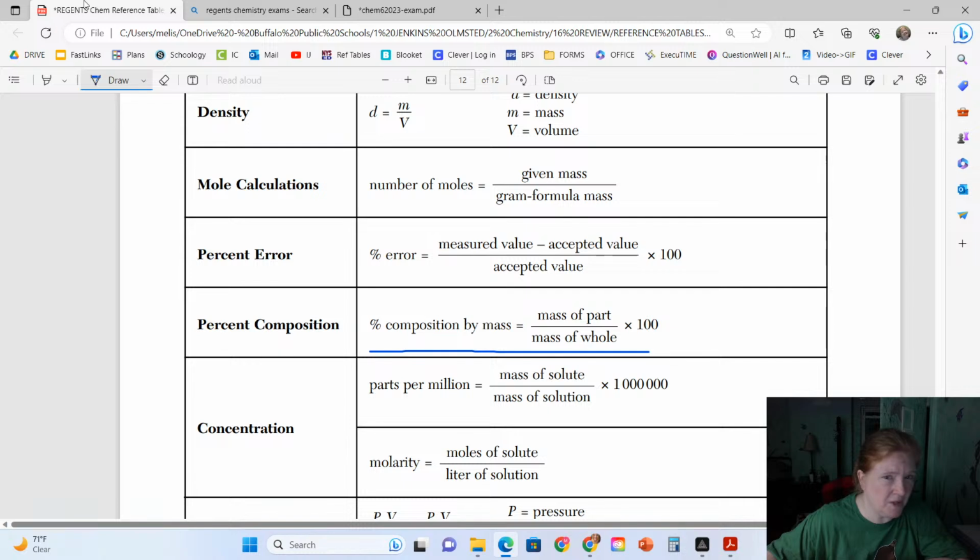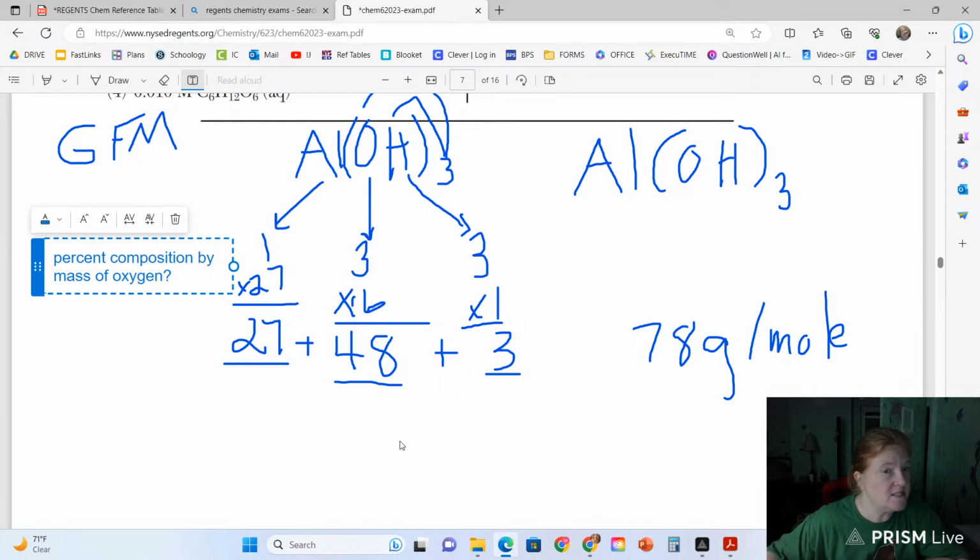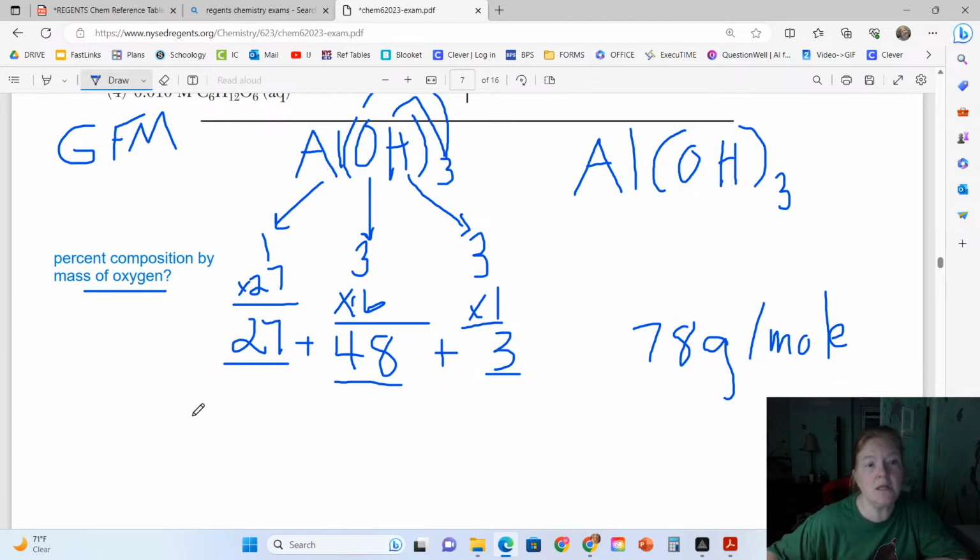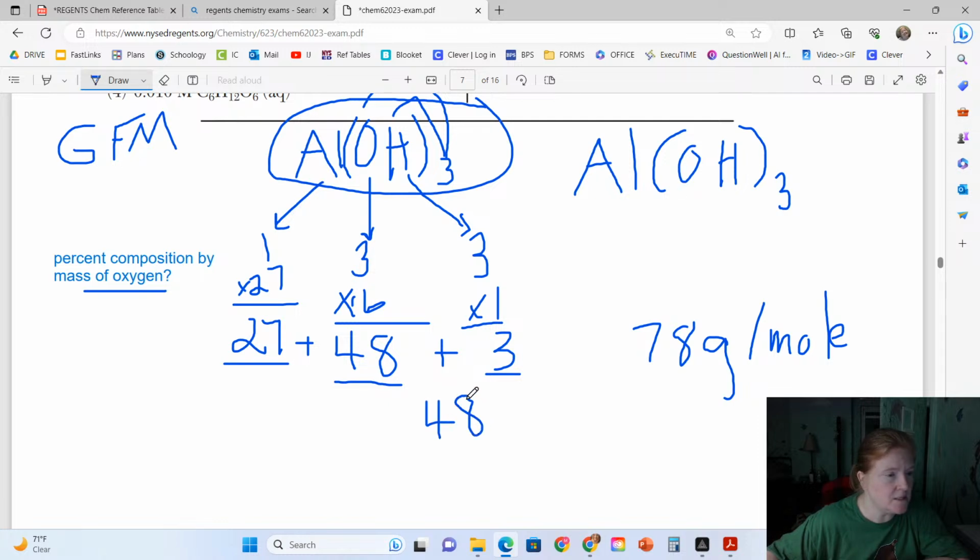Okay, so the formula is what? Mass of part over mass of whole times 100. Well, what is the mass, since they were asking for the percent composition by mass of oxygen? Oxygen is the part. The whole thing is the whole thing. So what is the mass of the oxygen part? 48. What is the mass of the whole thing?